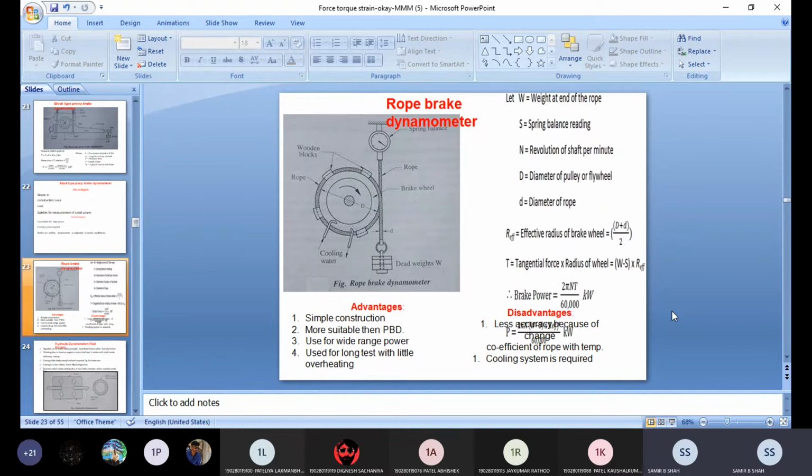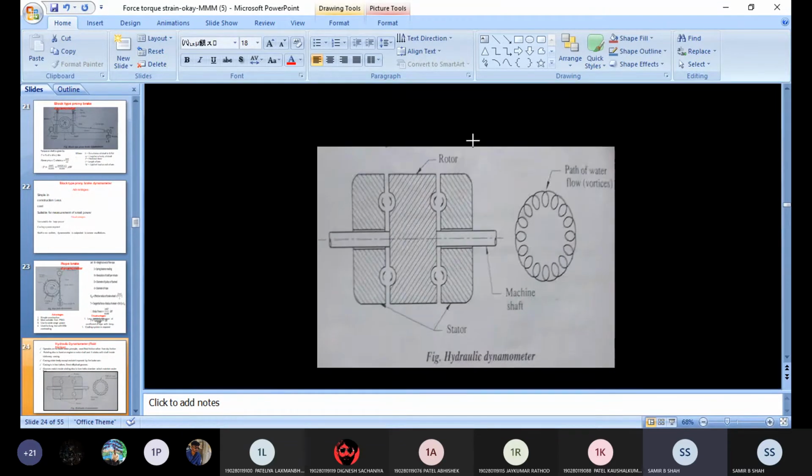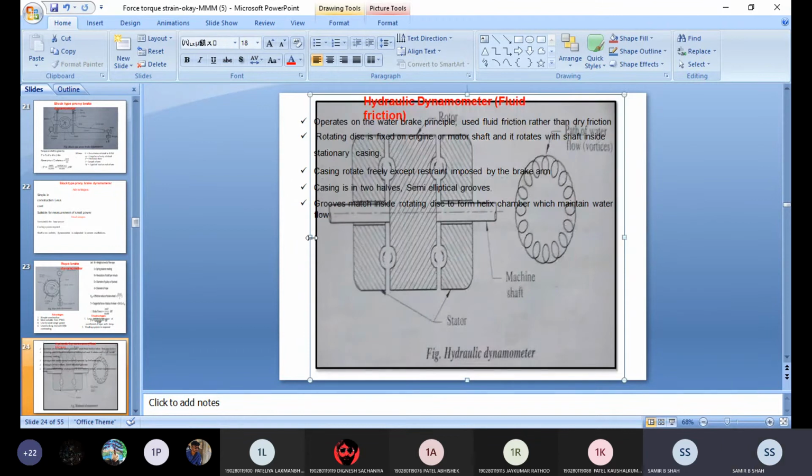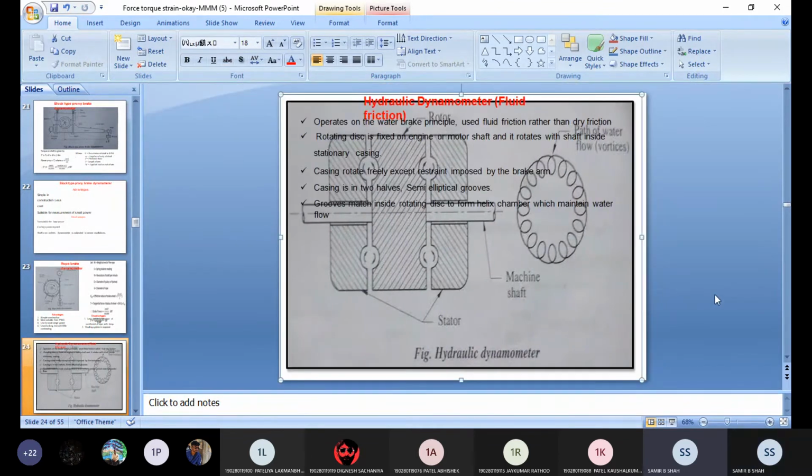And disadvantages like a cooling system is required here, and it is less accurate because of the coefficient of friction. Fluid dynamometer.